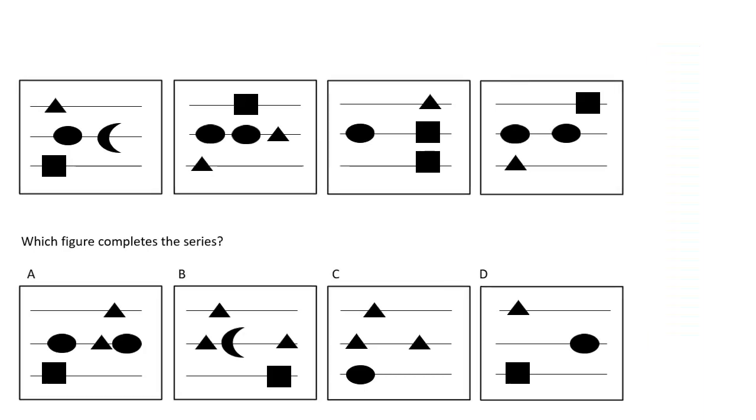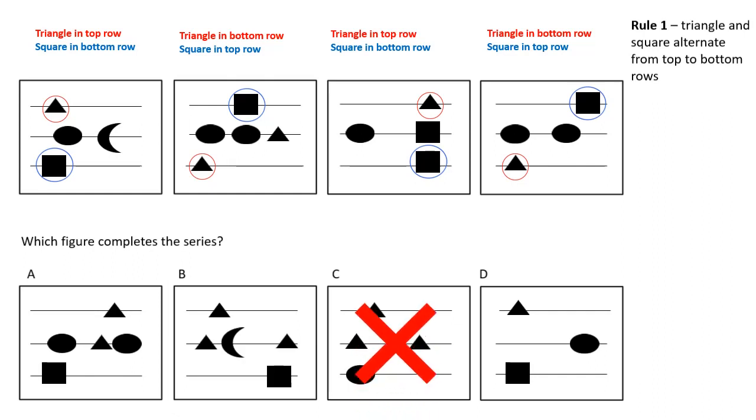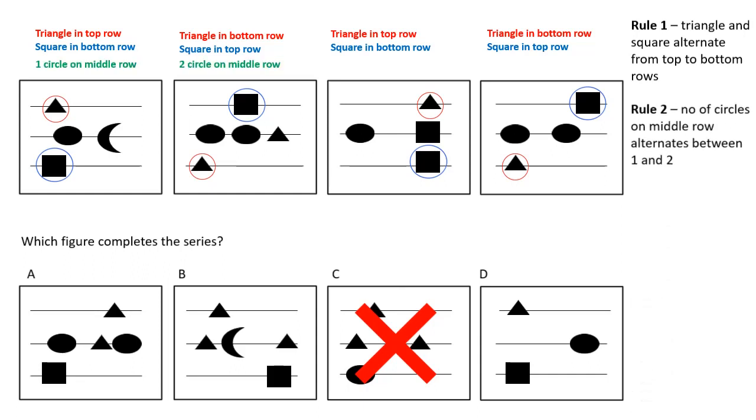Okay, so this question has 2 rules. The first is that the triangle and the square alternate from the top to the bottom. So we can work out that in the next figure, the triangle should be at the top and the square should be at the bottom. So we can rule out C. And the second rule is that the number of circles in the middle row alternates between 1 and 2. So in the next figure, there should only be 1 circle in the middle row, meaning that D is the correct answer.